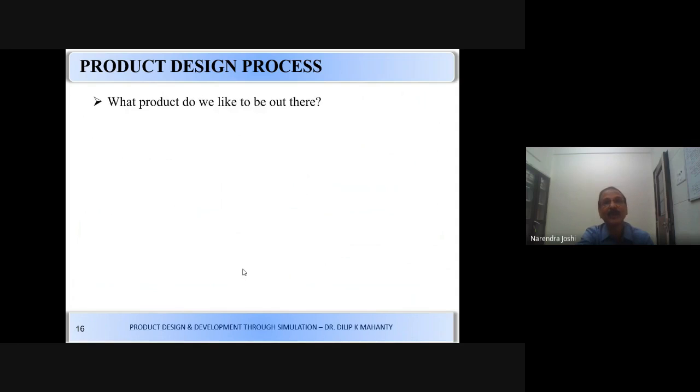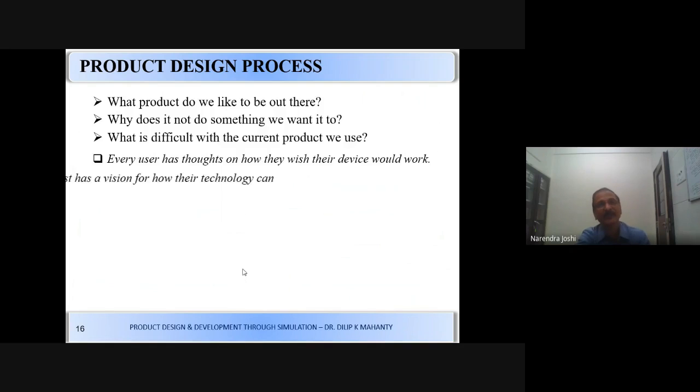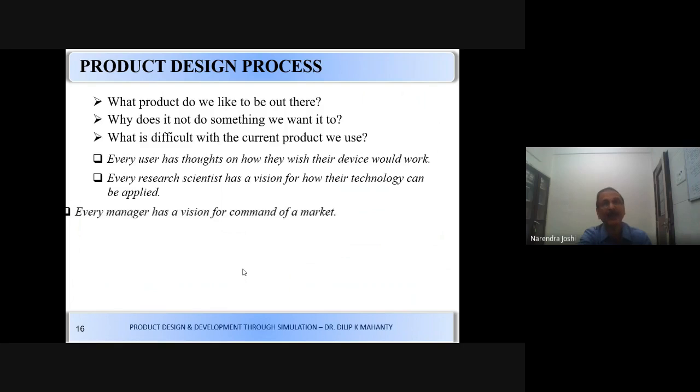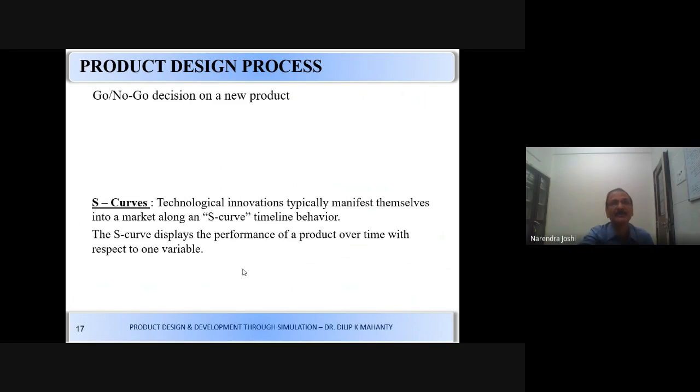So what product would we like to be out there? Why does it not do something we want it to do? What is difficult with the current product we use? Every user has thoughts on how they wish their device should work. Everyone, all of us. Whether a scientist who has a vision that the technology can be applied, or a manager who has a command of the market. The question is whether any vision can be transformed into successful reality. Can it be developed and implemented into a profitable product? So remember, this is an important aspect from a financial perspective. I have invested money. Can I get an output from that? So this is a process.